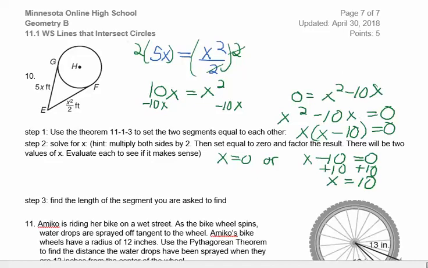So I'll use x equals 10, and then you still have to plug back in to find the length of GE. The length of GE should be equal to EF, so let's check both of them. GE would be 5 times 10, or 50. EF would be 10 squared, so 10 times 10 is 100, divided by 2, which is also 50. So you'll get the same answer.